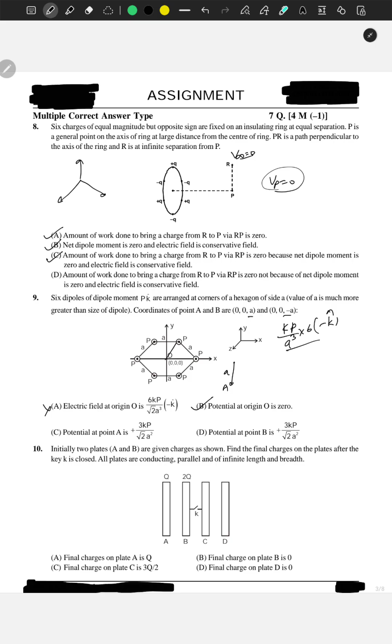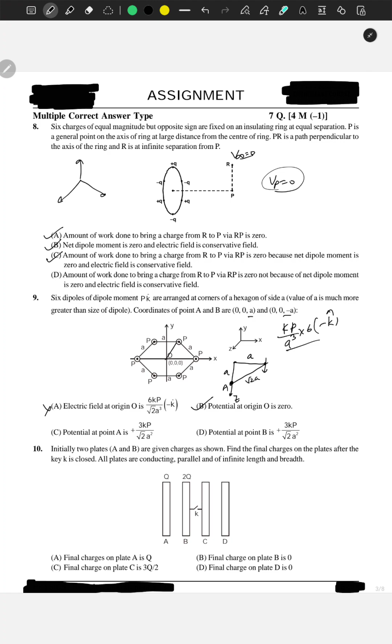So this is the Z direction. This is the point A distance, and there's a dipole. This is also a distance. So what is this distance then? Root 2a. And the dipole is in this direction. This is the top view. It's not xy, we are seeing it from the other plane.